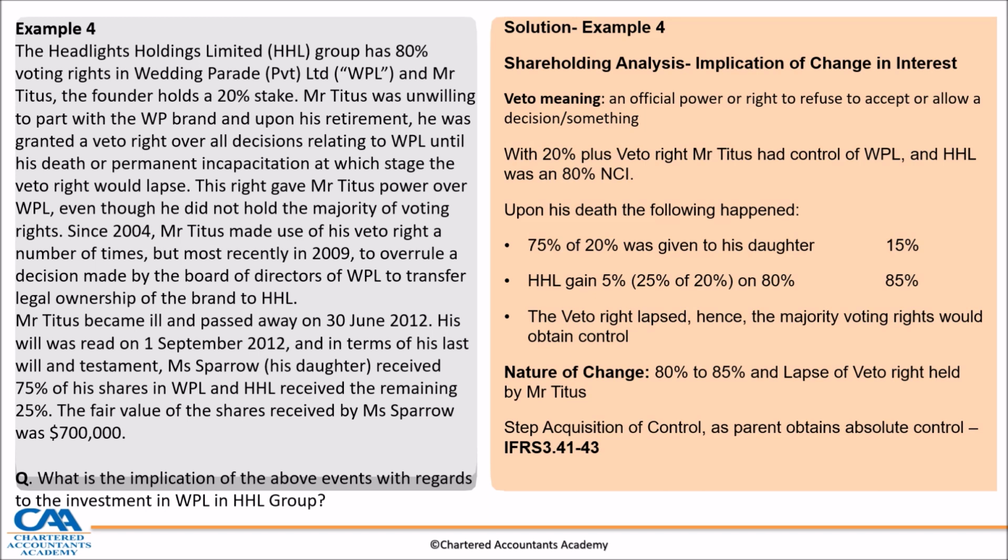It is also very important to note that Ms. Paro's fair value of her interest of 15% was 700,000, and using simple proportion, you could estimate the fair value of 5%, which was handed over to HHL. And in total, we could then fair value the total 85% using simple proportion.